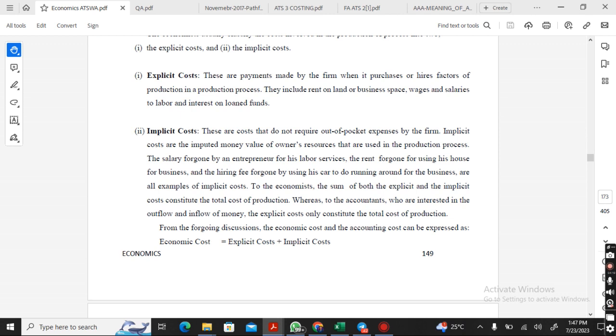Now, if they are talking about out of pocket, what is the meaning of out of pocket? If you have heard about that before. Out of pocket is a slang in business.